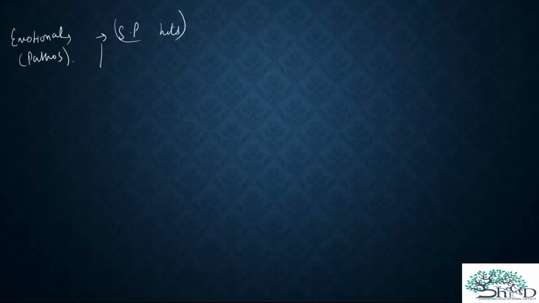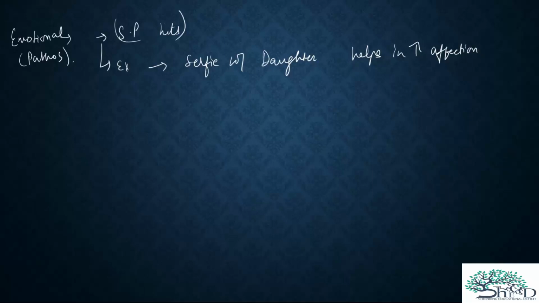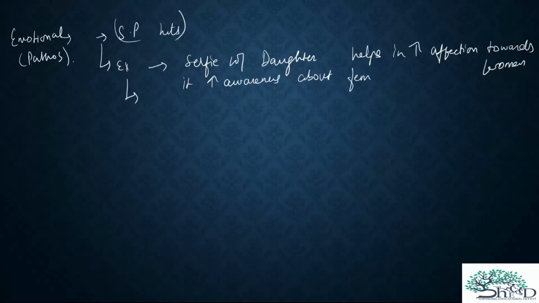Then we come to the next part, the emotional part or the pathos. Here social persuasion, we know that it hits emotions also, right. So we'll start with examples. Selfie with daughter, okay, helps in increasing the affection towards women, or it basically increases awareness also about female issues, you can say.